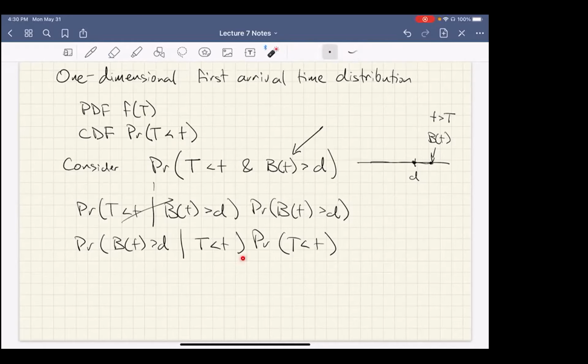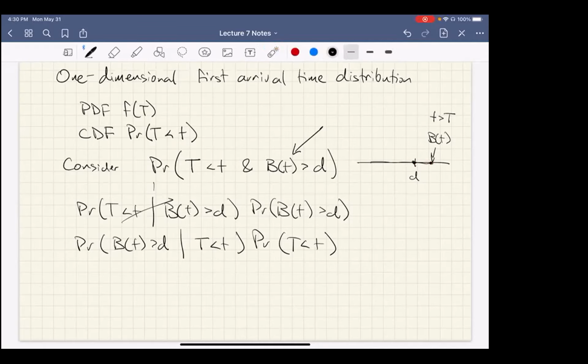Now this one, I'm going to hand wave a little bit. So basically, the question here is, if my first arrival time is less than t, then what's the probability that I end up on this side? In other words, the Brownian motion ends up over here as opposed to on this side. This is a Brownian motion without drift. I can go either way. I know that at time capital T, I must have been here. So what's the probability that I end up on the positive side as opposed to the negative side?